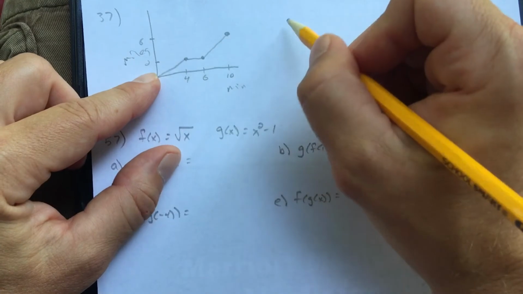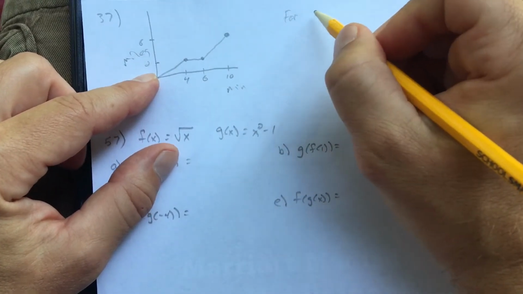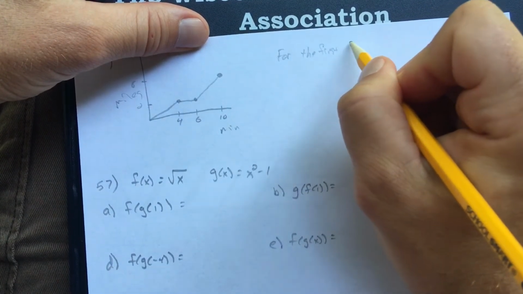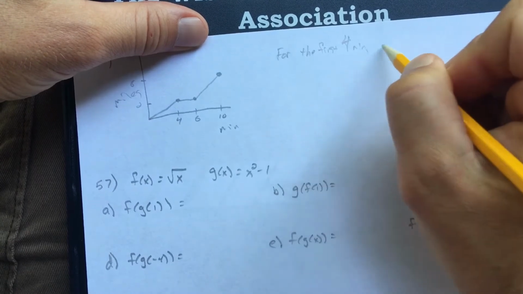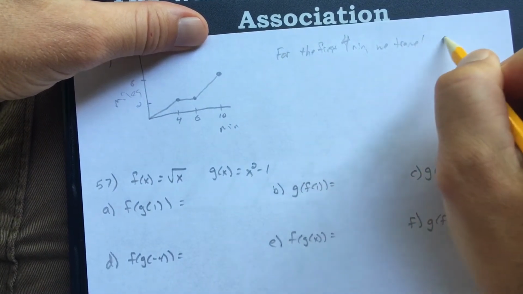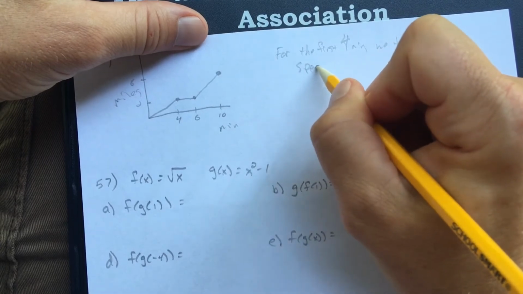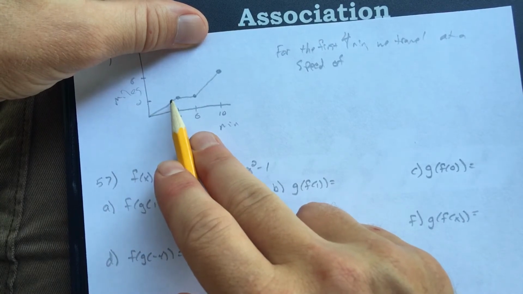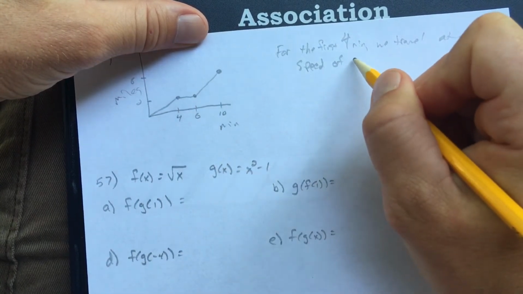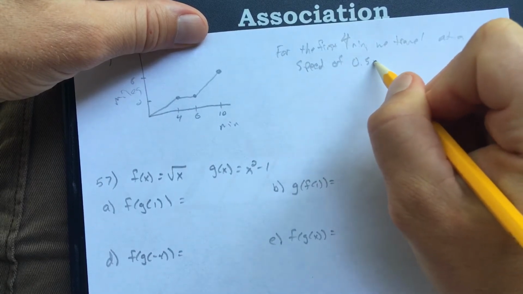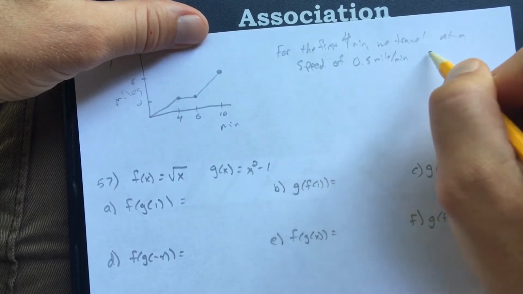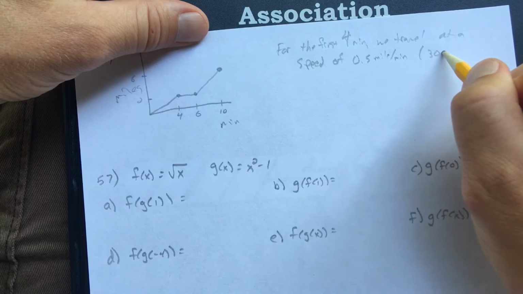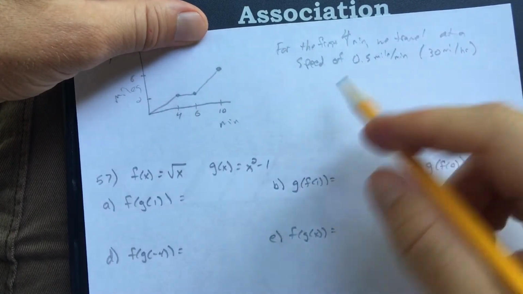All right, so for the first 4 minutes, we travel at a speed of 2 miles per 4 minutes. Now that's kind of awkward, right? So if you think about it, 2 over 4 is 1/2, so a speed of 0.5 miles per minute. If you wanted to put it in something more familiar, you could multiply by 60 minutes and that would be 30 miles per hour. Okay, either one is correct.